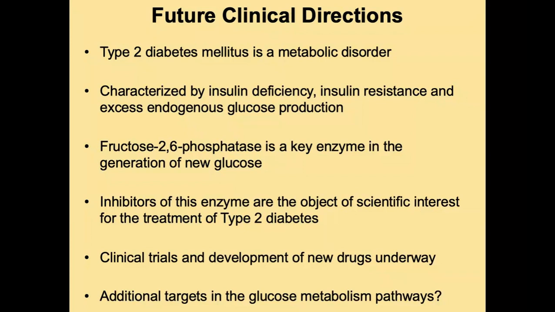So fructose 2,6-bisphosphate is a key enzyme in the generation. Remember, the counterpart in glycolysis is phosphofructokinase. So inhibitors of this enzyme are being researched at the moment as a potential treatment for type 2 diabetes. There are many clinical trials underway and new drugs are being developed all the time. And it also begs the question of what other additional targets exist in the glucose metabolism pathways that could be used to treat this type of disease.